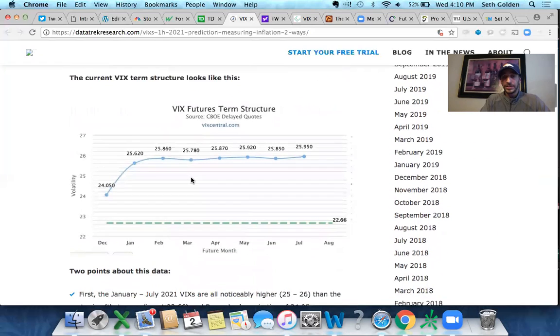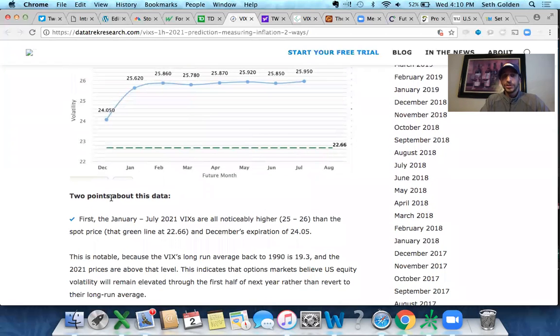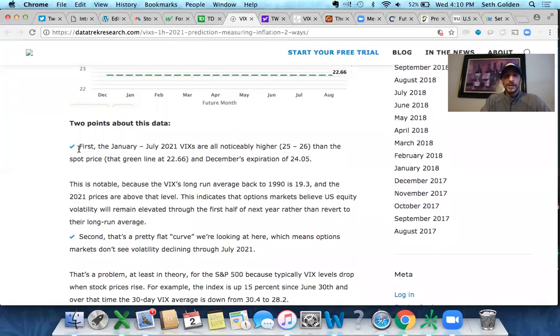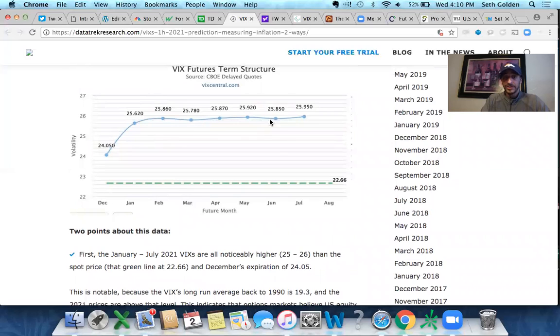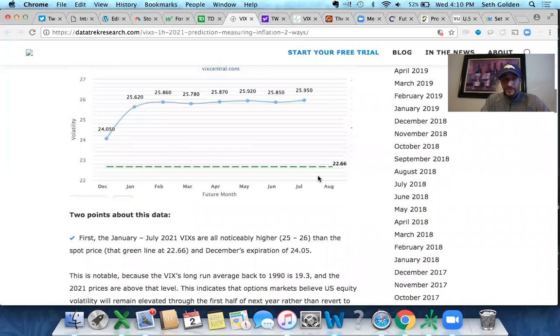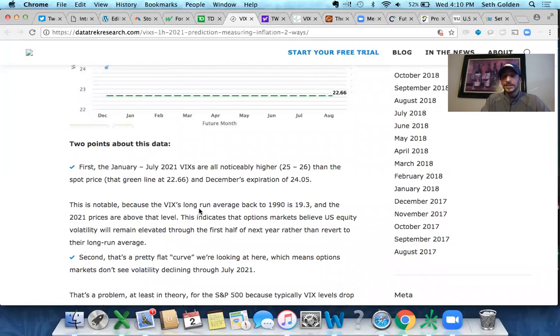And here was when they took a snapshot of it. So the 2 points that they want to discuss. First, the January to July, so it's all these back month contracts here. January to July, VIXs are all noticeably higher, $25 to $26 range, than the spot VIX itself here. This is notable because the VIX's long run average back to 1990 is just 19, the median 19. And the 2021 prices are above that level.